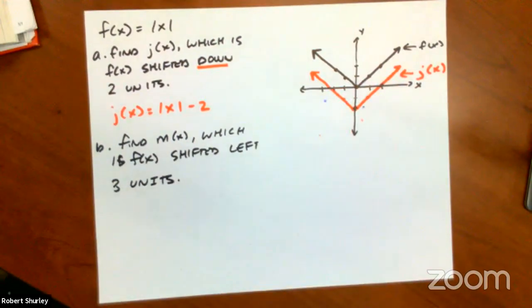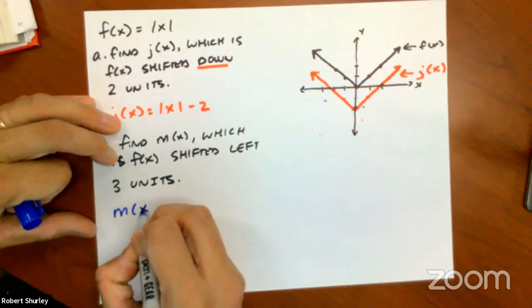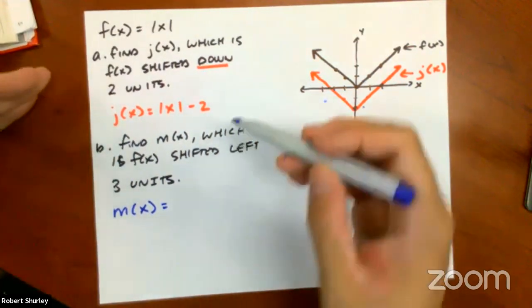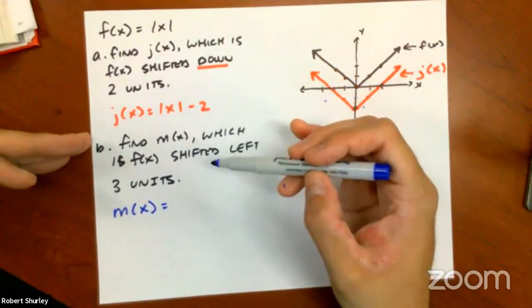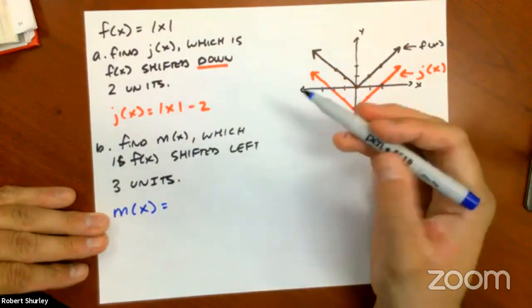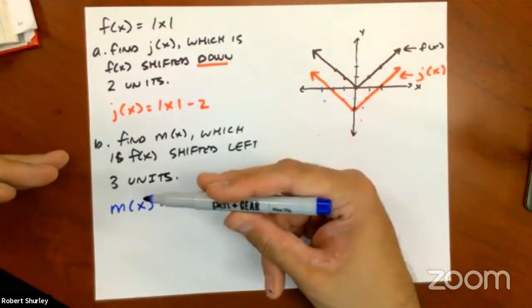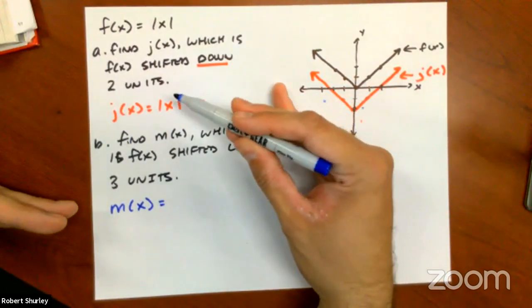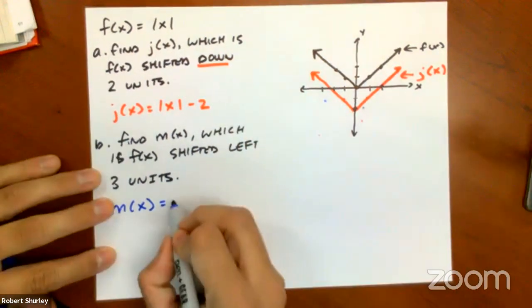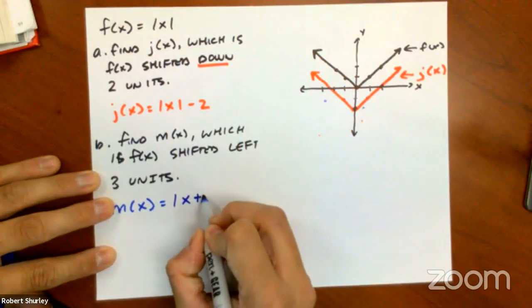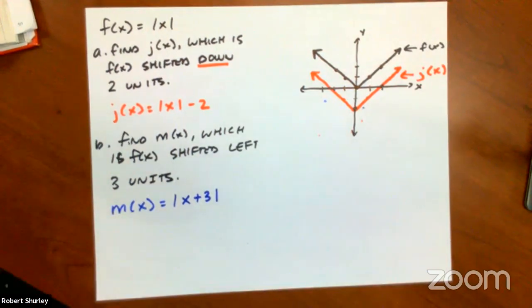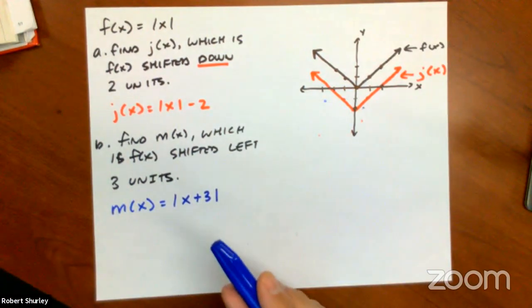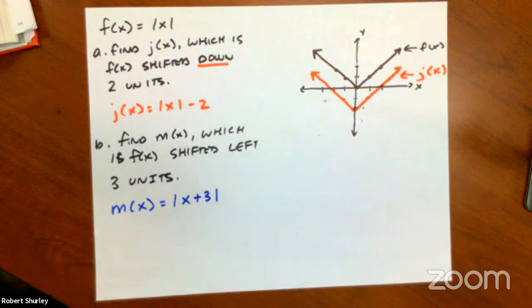So I need another line there. Blue sounds good. So we've got m of x. Now remember, for this one, I'm going to the left, so I've got to add. No, that's goofy, but we're going to add 3. But instead of the addition being on the outside, it's got to be on the inside of the function. So it's going to be x plus 3 on the inside of that absolute value. Okay? It's on the inside. So that's what we have to recognize.